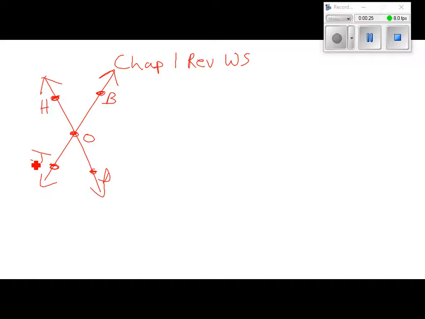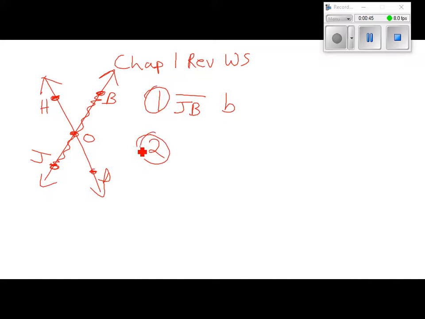First one says, what is another name? So number 1 says, what's another name for segment BJ? Segment BJ goes from here to there. Another name for that segment is segment JB, which is letter B.